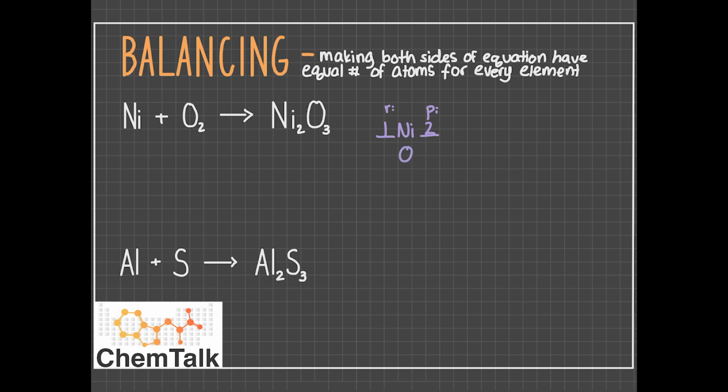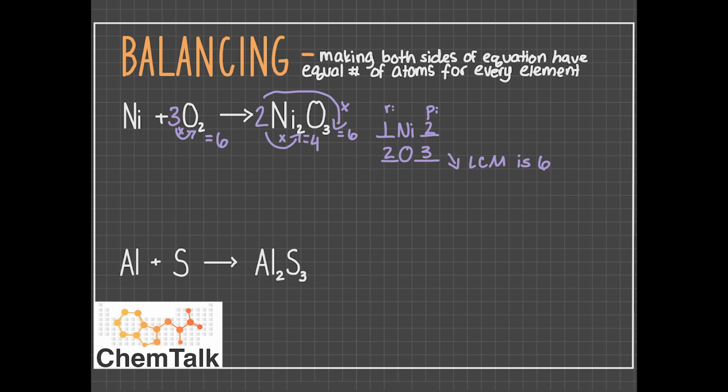We can do this by writing coefficients in front of the elements, which multiply with their subscripts to give us the total number of atoms. Let me show you what I mean. To get 6 oxygen atoms on the reactant side, we write a coefficient of 3, which means that there are 3 O2 molecules, and in each molecule there are 2 atoms. So 3 times 2 equals 6. Ni2O3 will have a coefficient of 2, because 2 times oxygen subscript of 3 equals 6.